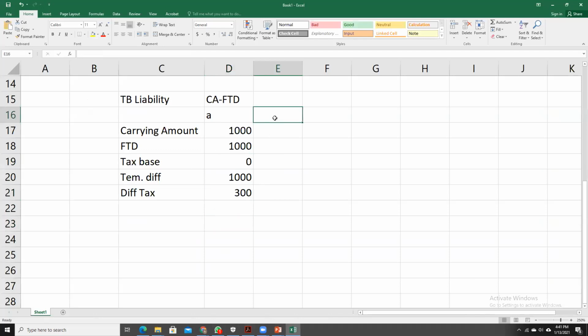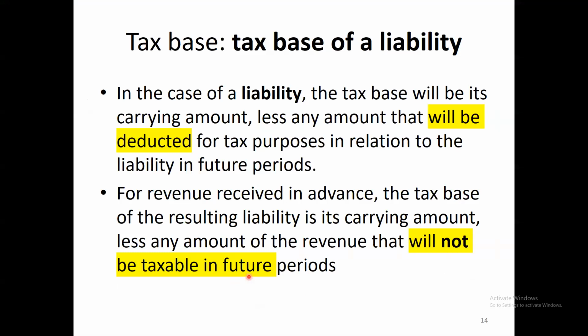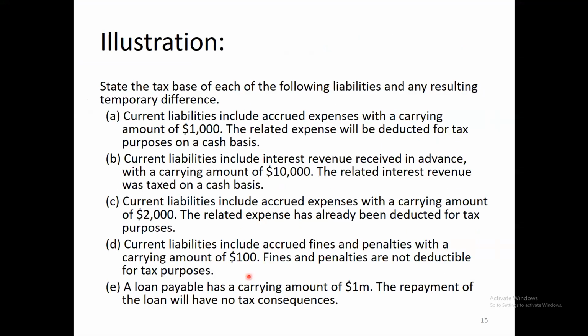Then we go to B, right? The current liabilities include interest revenue received in advance. Be careful. This is the point. Most of the students fail to answer this question correctly because of a lack of understanding. The interest revenue received in advance, is it a liability or asset?